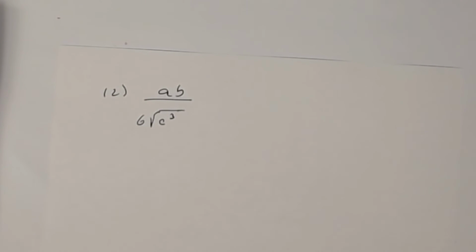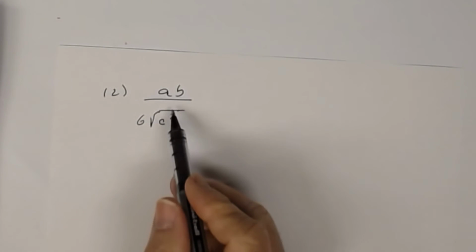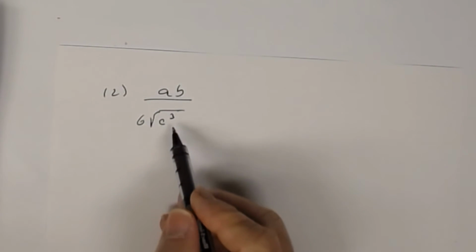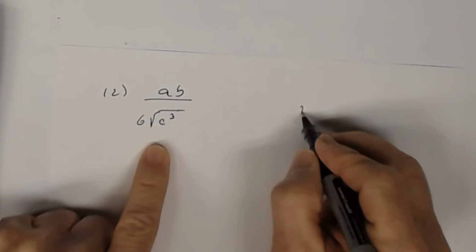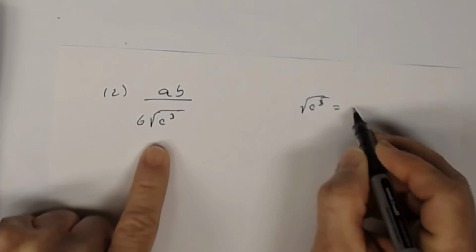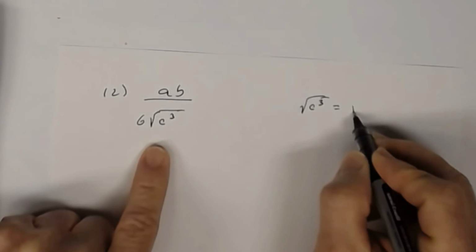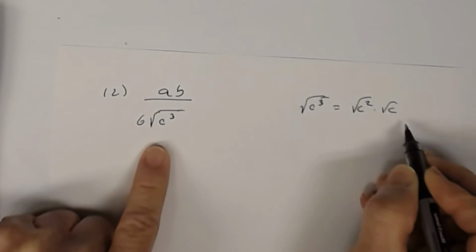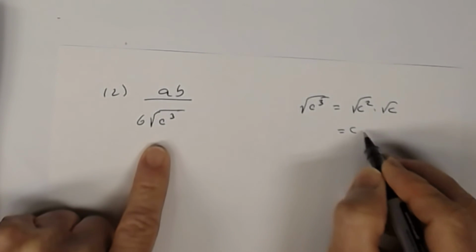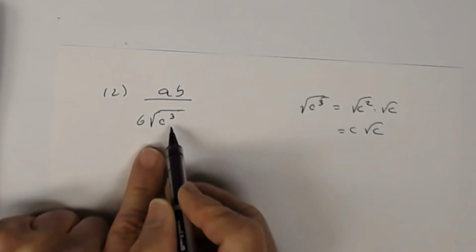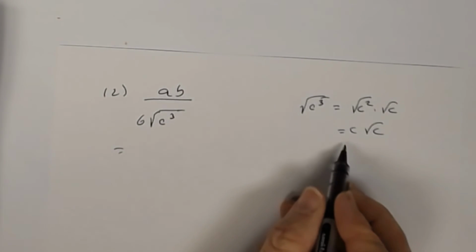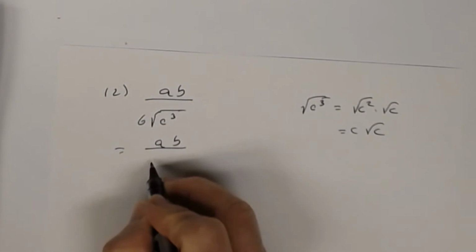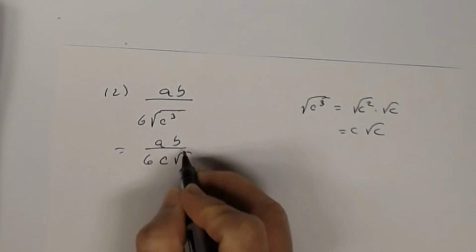So some of you may say, well, the square root of c cubed, the fact that I have a variable in the denominator raised to a power, that throws me off. So let me go ahead and simplify this because I know from previous lessons how to do that. So I know that I can simplify this as the square root of c squared times the square root of c, and the square root of c squared is c. So I get c square root of c. So that's the denominator. So I'm going to rewrite the square root of c cubed as this now. So I get ab divided by 6c square root of c.